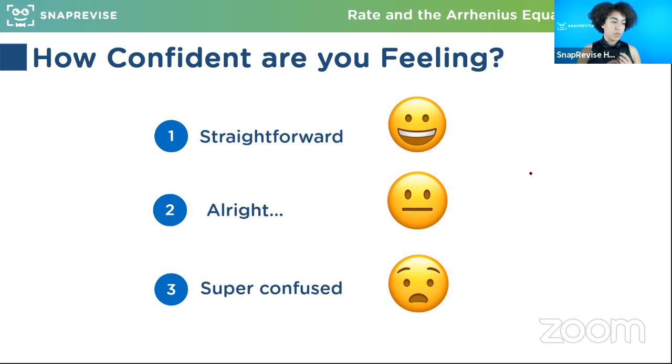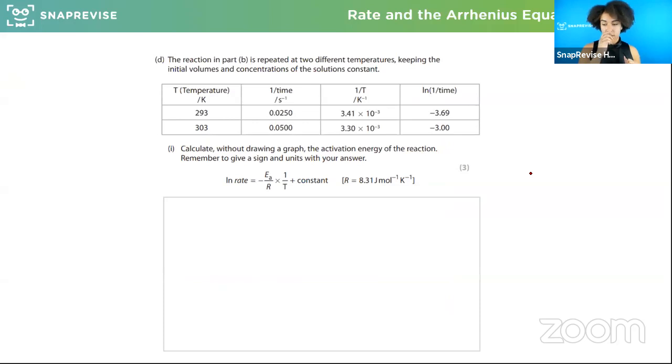Do you need to remember the rearranged version? Yes, the rearranged version is super important for analyzing graphs. So that means we're going to move on to the exam question, which hopefully is not going to be too terrible. So what we should have is this pop up. You guys can all see it.